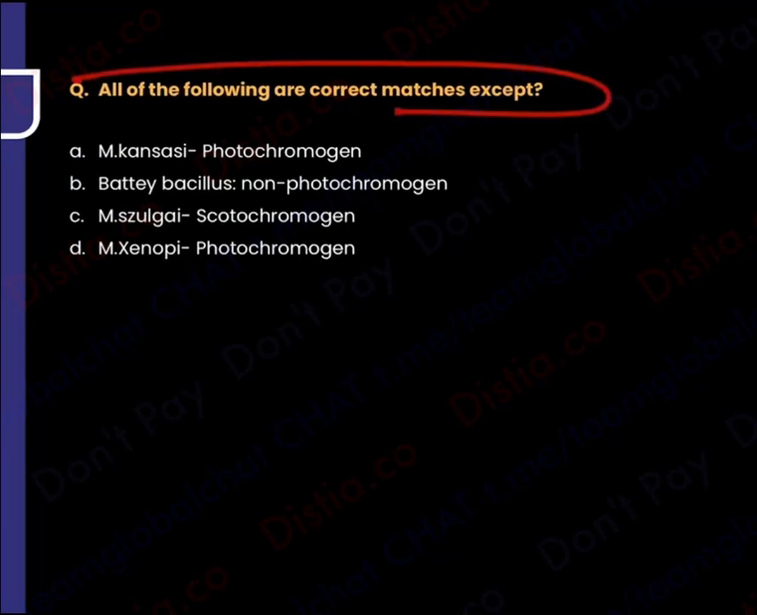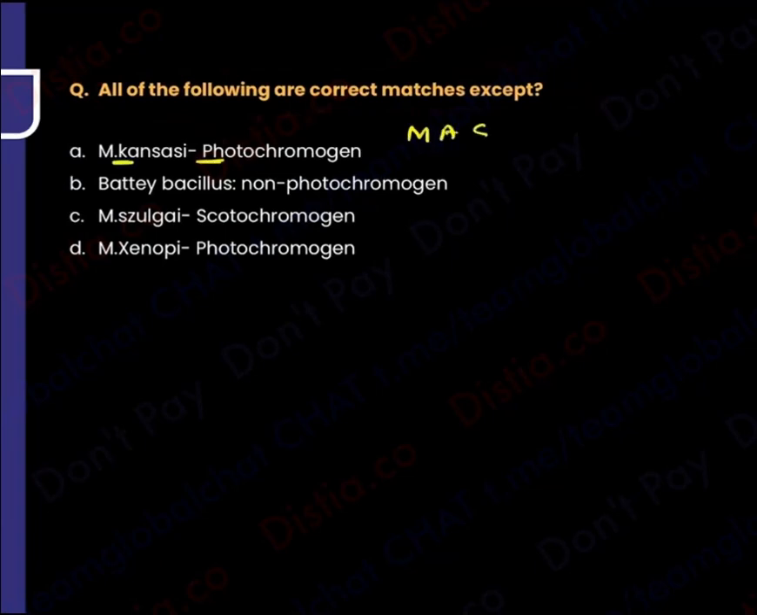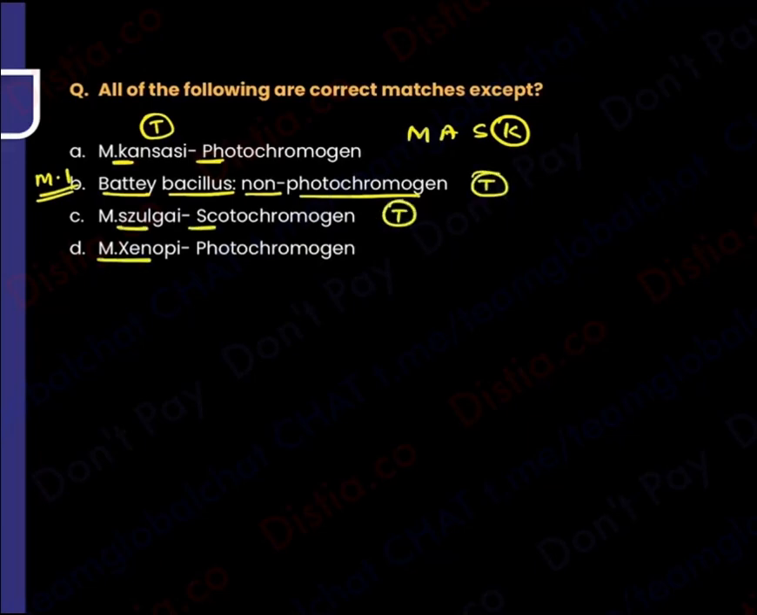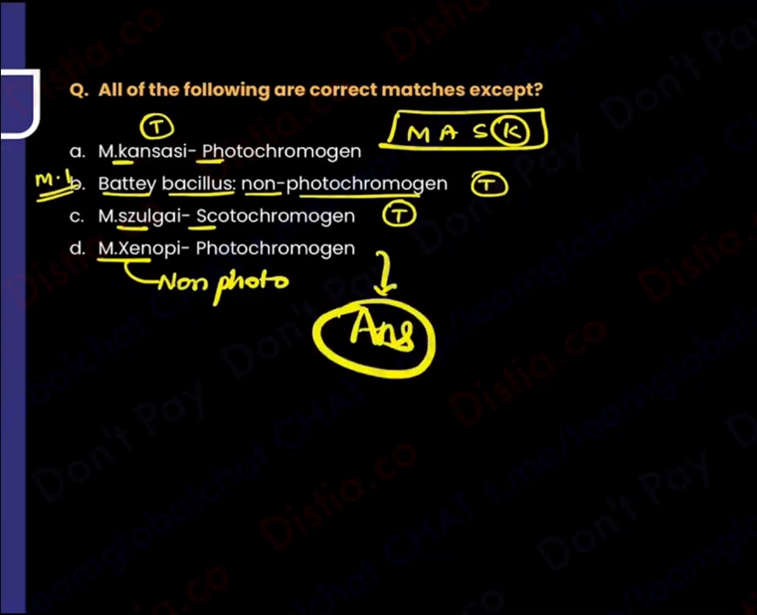Now, finishing off the entire Mycobacterium chapter means you're ready for quick 1 or 2 questions. Can you tell me all of the following are correct matches except: Mycobacterium kansasii is a photochromogen. Yes, photochromogen was marked, so kansasii is definitely a photochromogen. Batis bacillus was Mycobacterium avium complex, an intracellular non-photochromogen, correct. Szulgai was a photochromogen, God save us from the dark, correct. Xenopi was a photochromogen? No, photochromogen was marked. Xenopi was a non-photochromogen, in the miscellaneous category, so that is the answer over here.